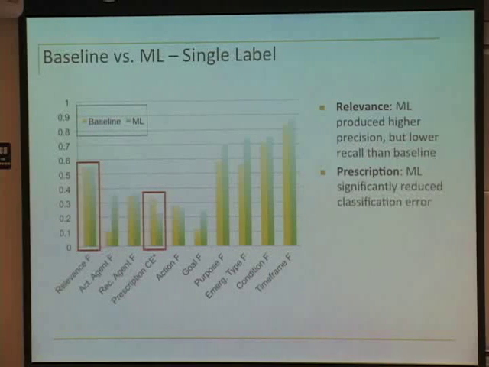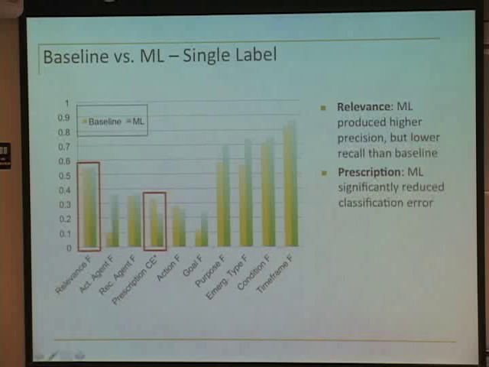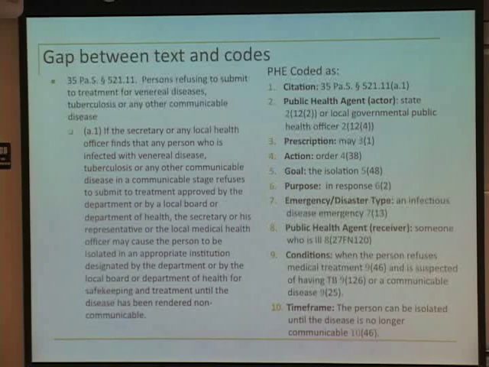And with respect to the single label results, we had a little success with relevance. Machine learning produced a higher precision but a lower recall. Here, even though the green is below, what we're measuring here is classification error, so actually the machine learning reduced classification error. In other words, a little bit of success in trying to annotate the coding in an experiment that focused only on the Pennsylvania data.